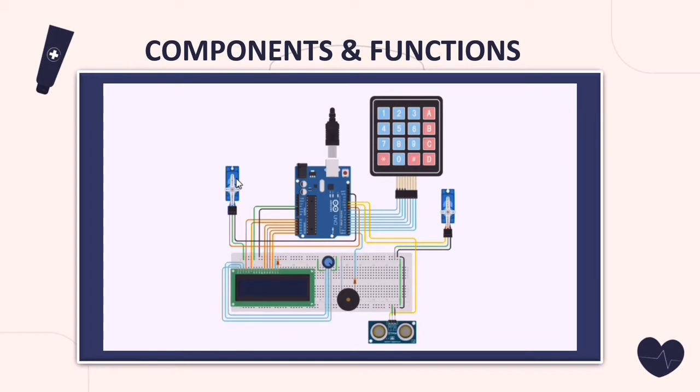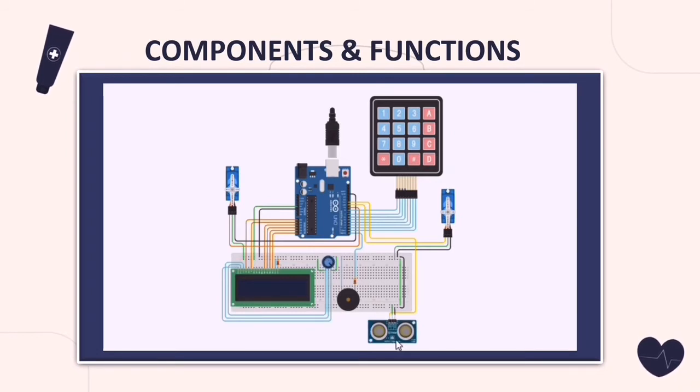The fourth component is microservo. Microservo is a rotary actuator or linear actuator that allows for precise control of angular or linear position, velocity, and acceleration. It consists of a suitable motor coupled to a sensor for position feedback. The function of microservos in this system is to act as the door and sanitizing spray. The fifth component is potentiometer. The measuring instrument called a potentiometer is essentially a voltage divider used for measuring electric potential.